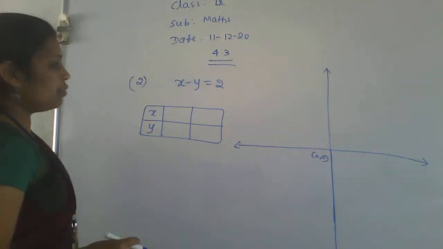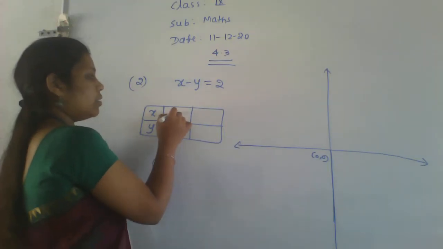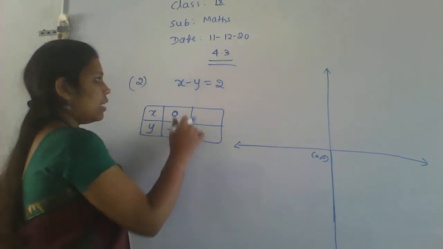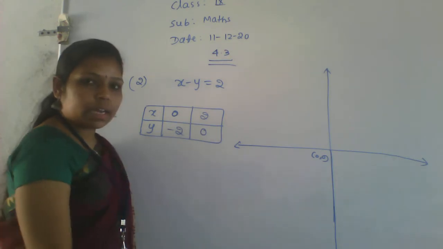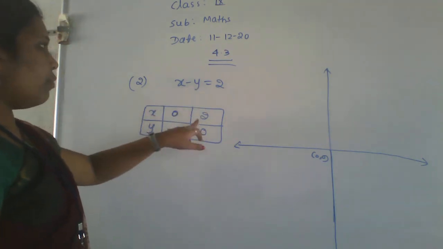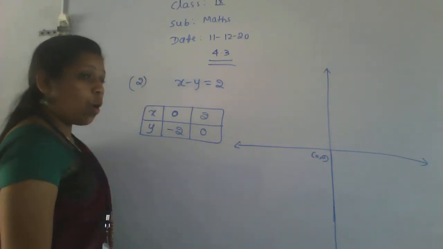First find the value of x and y. If x is 0, y is what? Minus 2. And if y is equal to 0, x is what? That is 2. If x equal to 0, then y is minus 2. If y is 0, then x is equal to 2. We got the coordinate points.